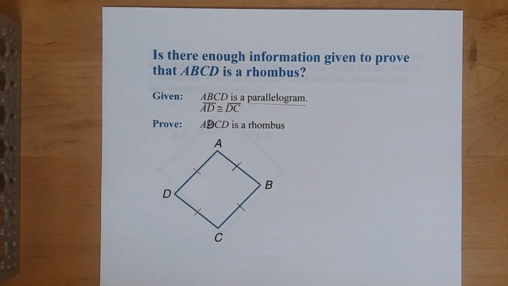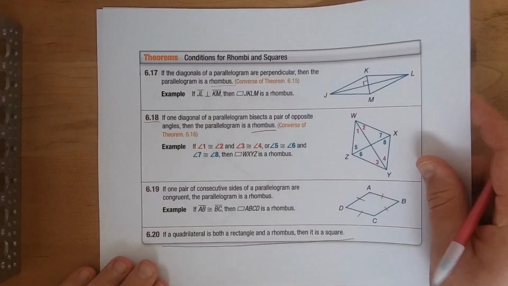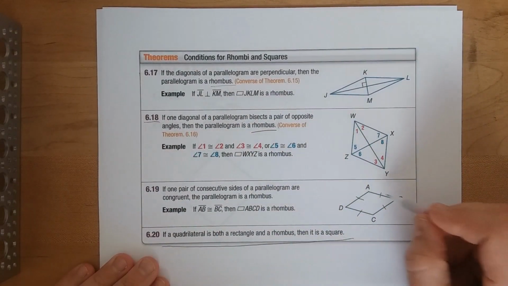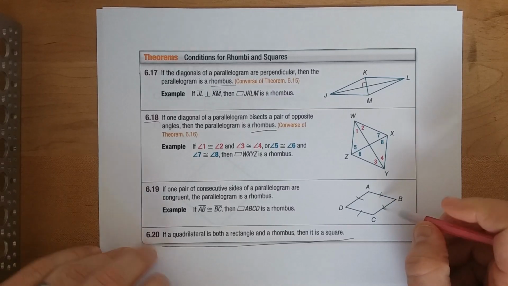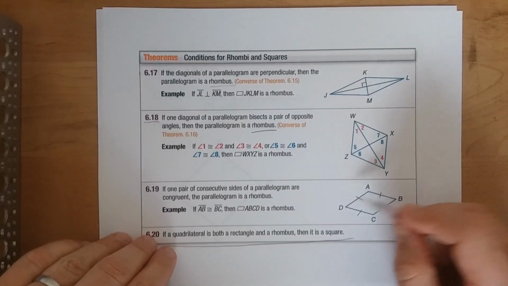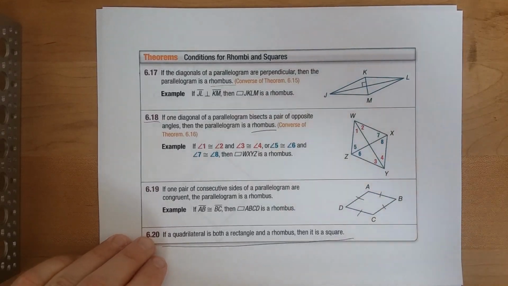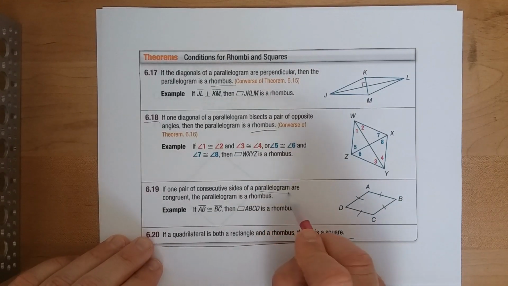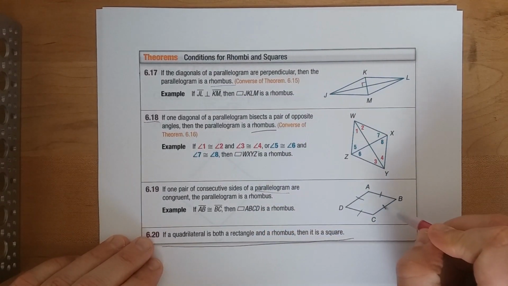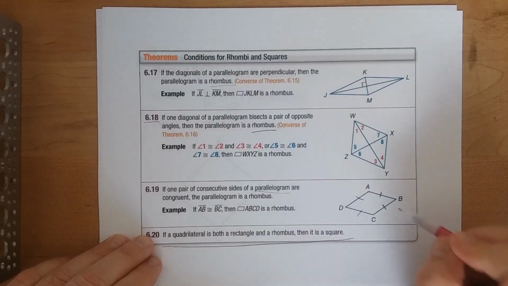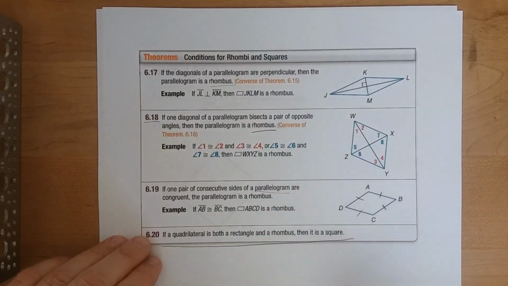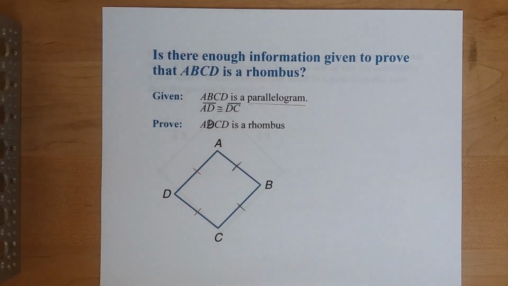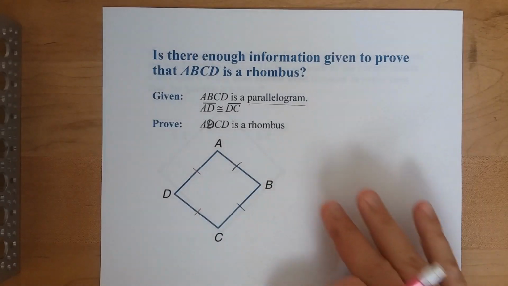Or you might have recognized that it meets this condition that we had here in 6.19, where we just have one pair of consecutive sides in a parallelogram. As long as it's a parallelogram and not some other type of quadrilateral. But if it's a parallelogram and there's one pair of consecutive congruent sides, then you know all four sides must be congruent, and then it must be a rhombus. So yes, we do have enough information there.